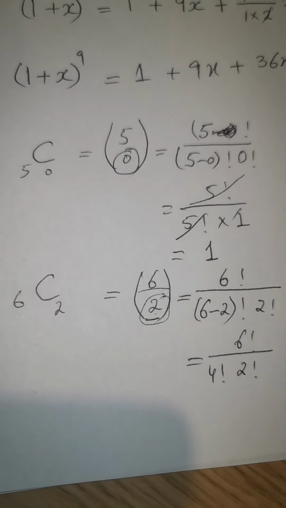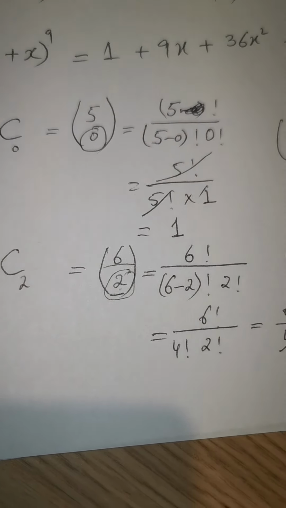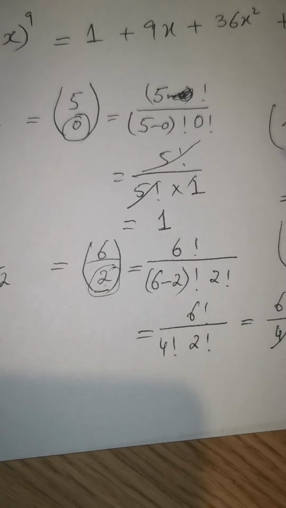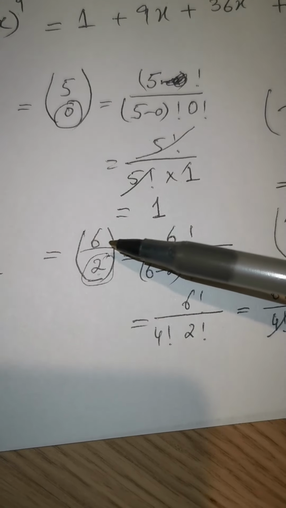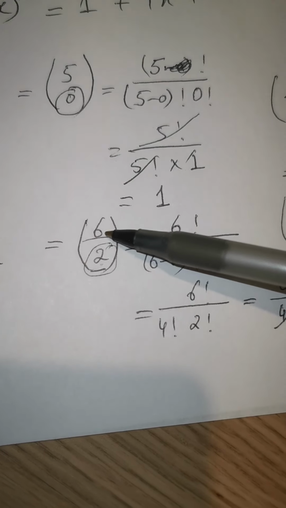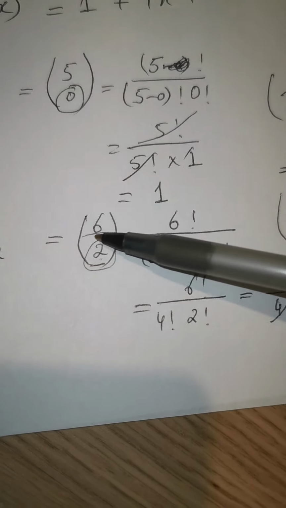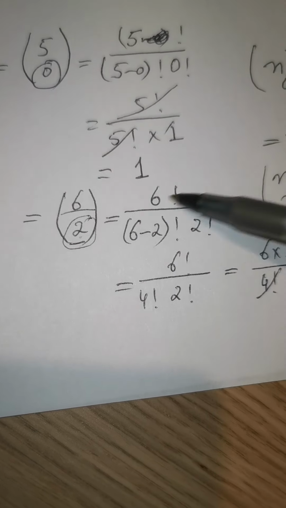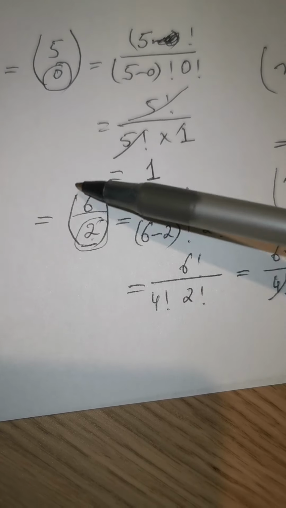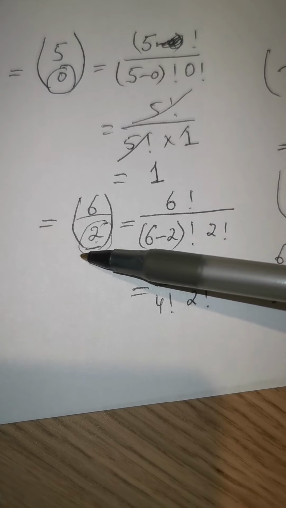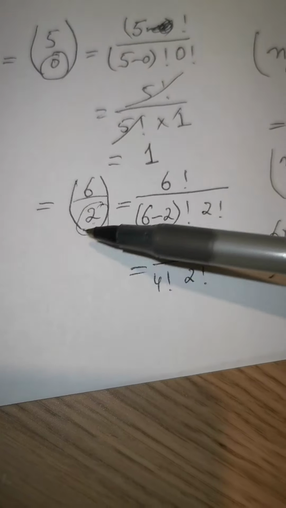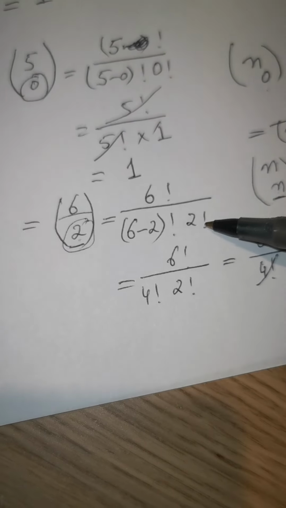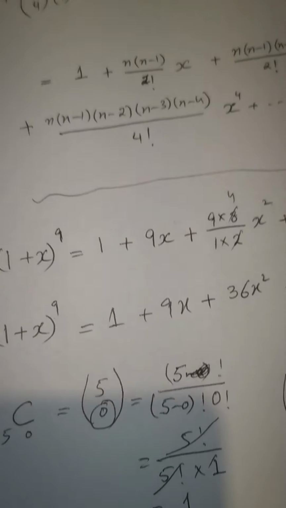5C0, 6C2, whatever they have given you, just write it and apply the same rule I told you earlier. 6C2 means, first of all, take the factorial of the first number, which is 6 factorial, divided by, in the denominator, the difference of these numbers, which is 6 minus 2, multiplied by the factorial of this, which is 2 factorial. Hopefully you can get it.